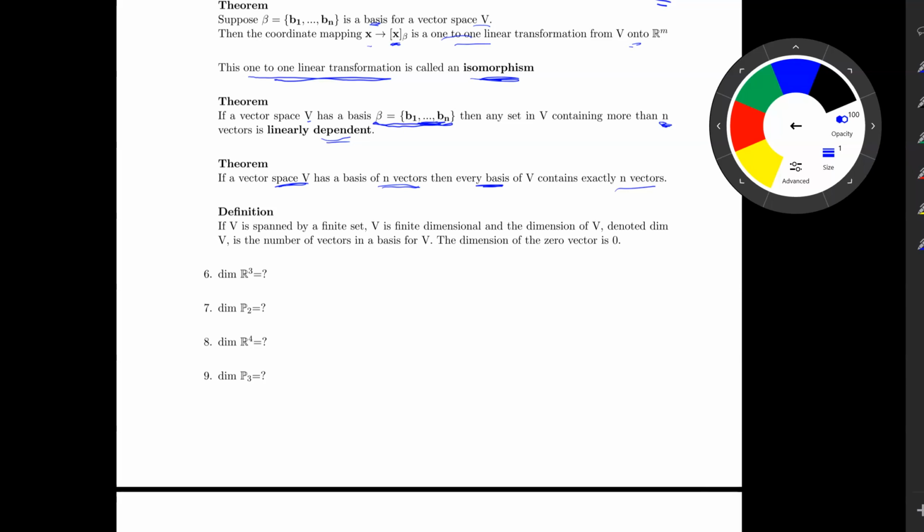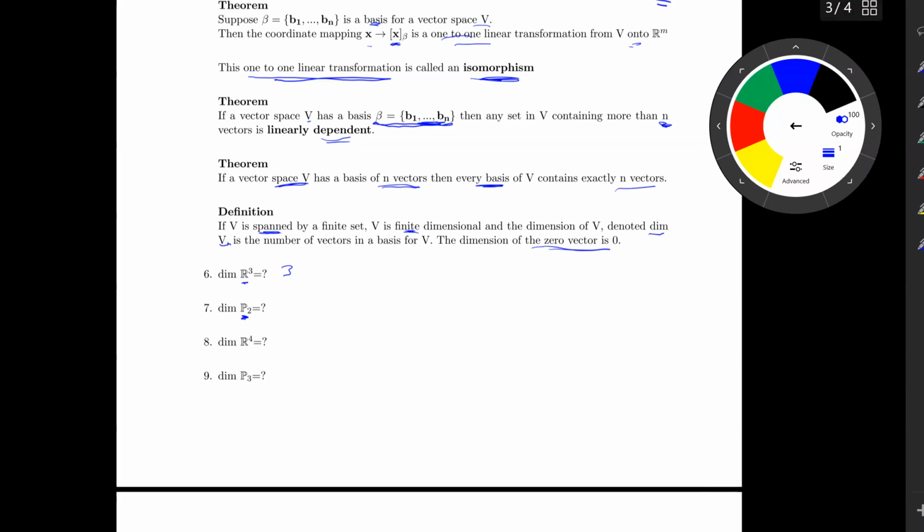If a vector space is spanned by a finite set, and remember spanning is part of a basis, so V is finite dimensional, not infinite, then the dimension of V is the number of vectors in the basis. It's just a fact that the dimension of the zero vector space is 0. So how many vectors need to be in a basis to span R3? Well, 3 vectors would span R3, because I can have a pivot in every row and every column.